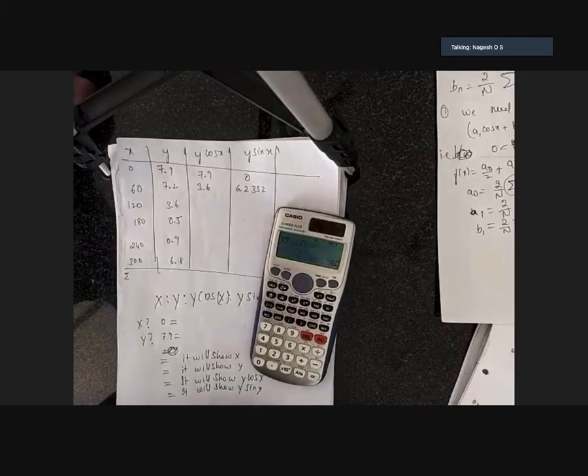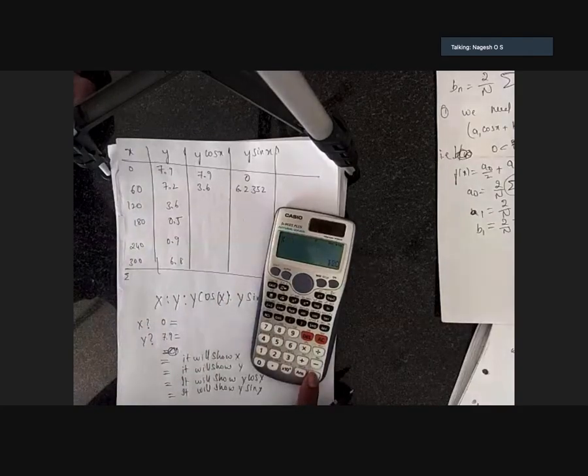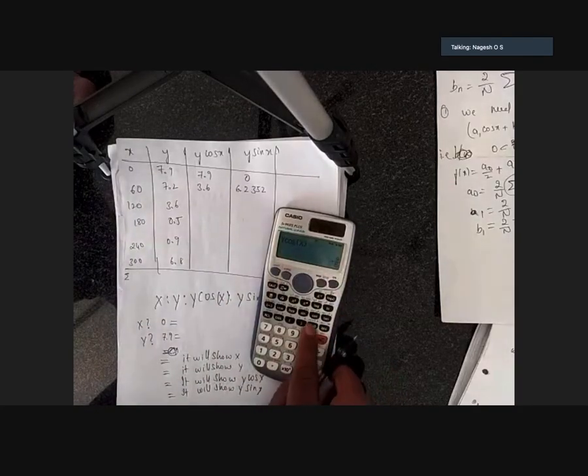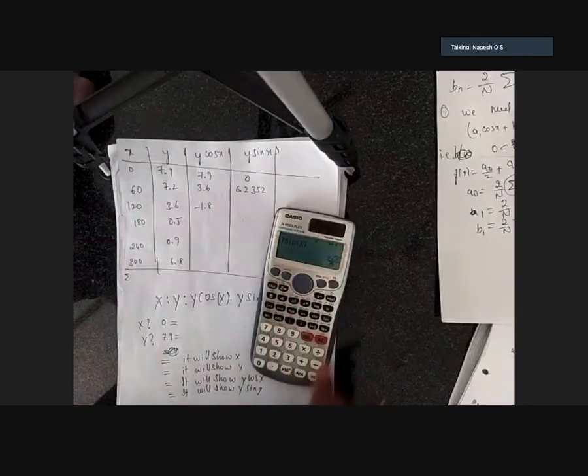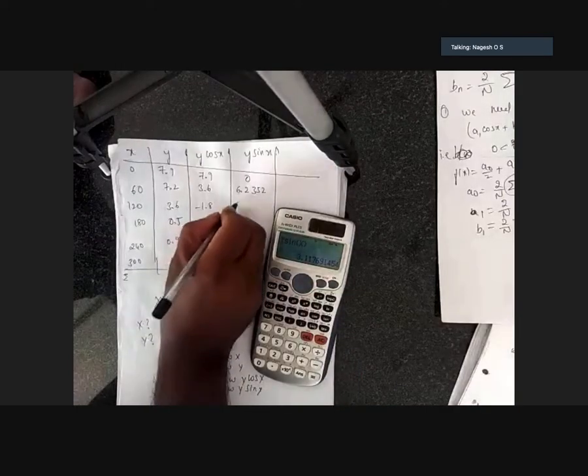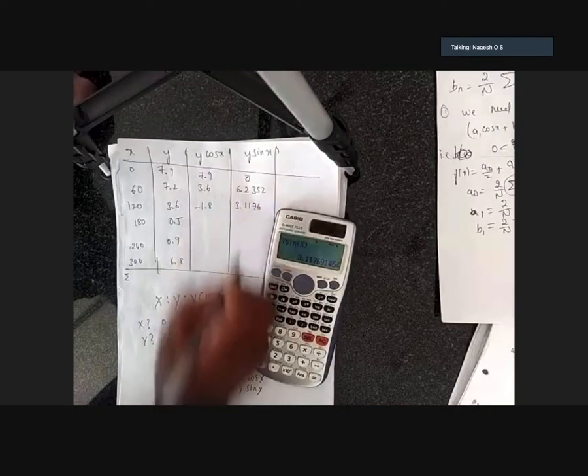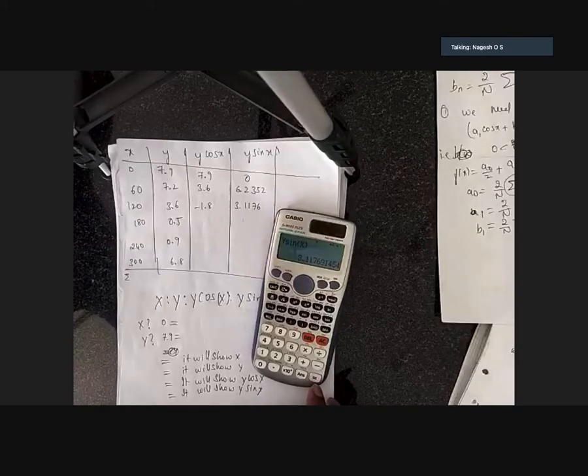Next, equals again. X value 120. Y value 3.6. We need y cos x, press SD, minus 1.8. Y sin x is 3.1176. Write 4 digits after the point.